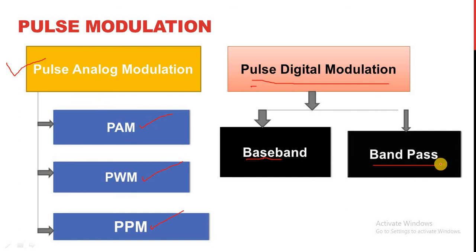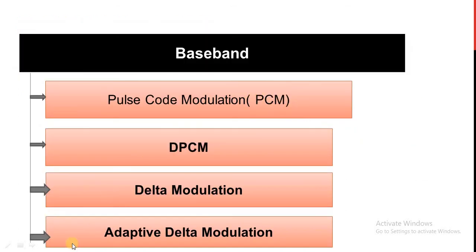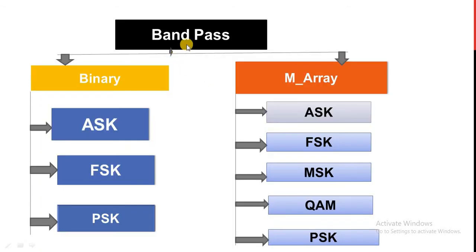Baseband and band pass. Baseband is further divided into pulse code modulation, shortly called PCM, DPCM, meaning differential pulse code modulation, delta modulation, and adaptive delta modulation. Okay, and the last one, band pass. Band pass is further divided into binary and M-ary.